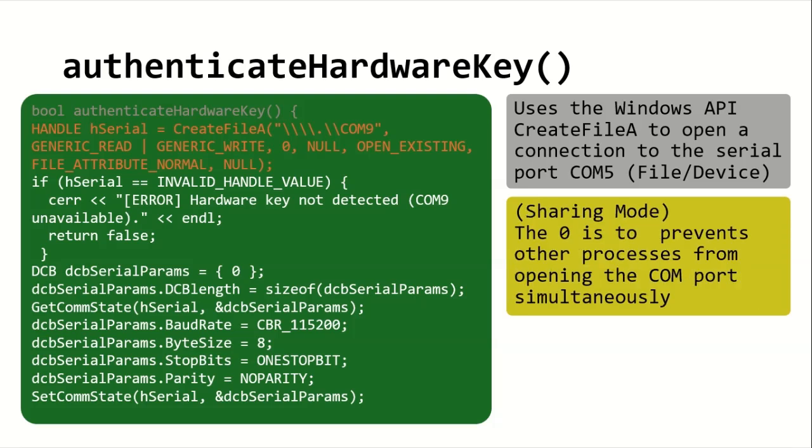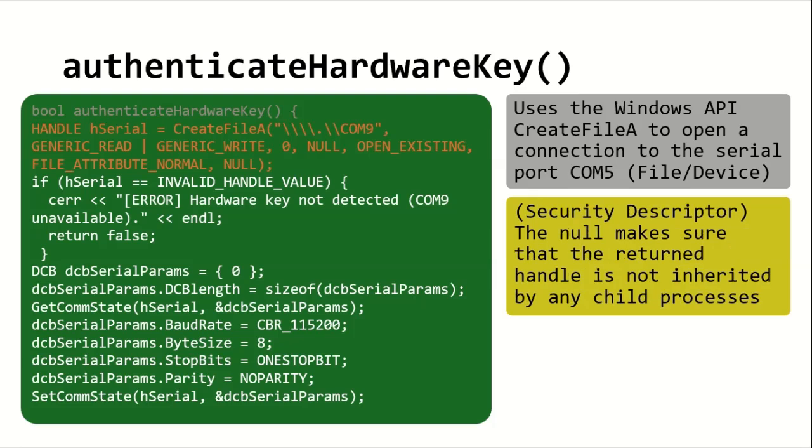The next thing is the sharing mode. Are we going to share this file, port, or device with any other program or process that's running? No, we are not going to do that. This file is only available for this program, so we write 0 and it's not available for any other program. Security descriptor, it's null. We are not making this handle, the hserial handle, or the access available to any child process. This is only available to this process.